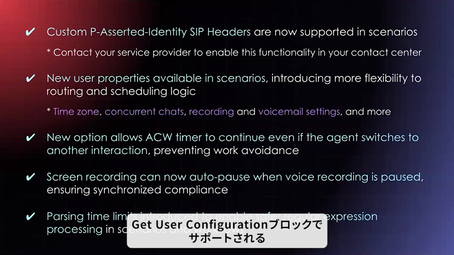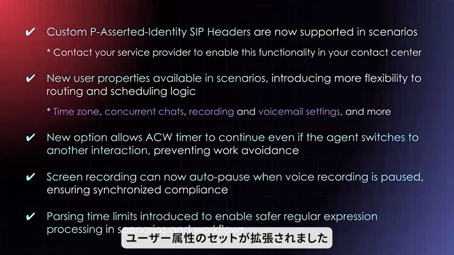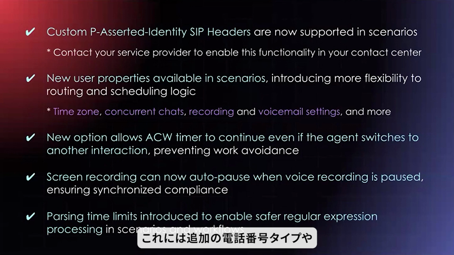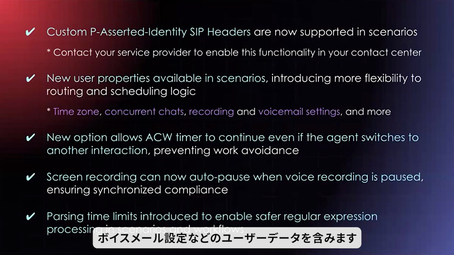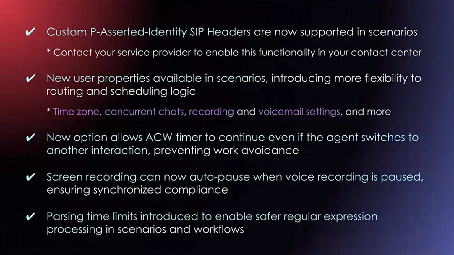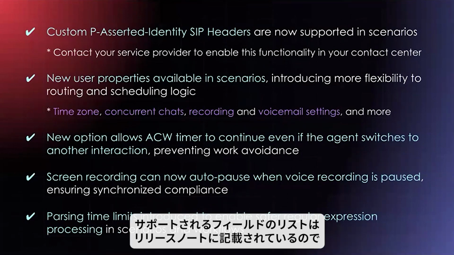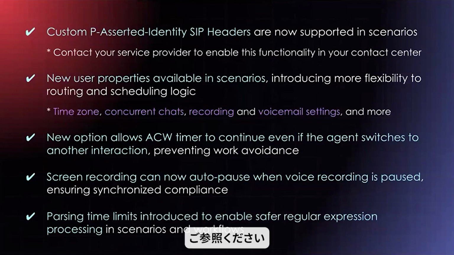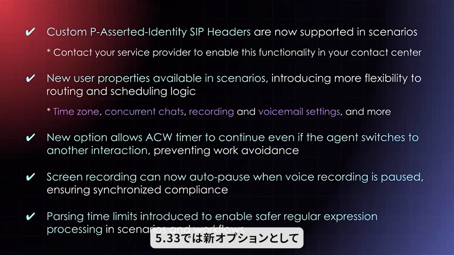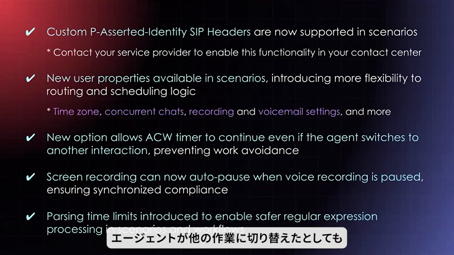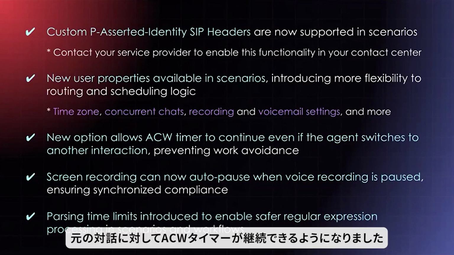Coming up next, we've expanded the set of user properties supported in the Get User Configuration block, which now includes user data like additional phone types, title, location, as well as their recording and voicemail settings. The full list of supported fields is available in the release notes, so please refer there. Moving on, 533 provides a new option that allows after-call work timer to continue for the original interaction, even after the agent switches focus to another item.